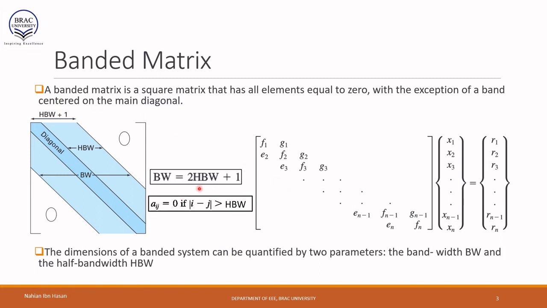If we consider the half bandwidth to be 1, the bandwidth will be 3, and in that case there will be 3 elements in the band of the matrix. That means there will be the principal diagonal elements, one band of elements parallel to the principal diagonal in the upper triangular, and one parallel band in the lower triangular. That means there will be 3 elements at any row inside this matrix. That's why it is called a tridiagonal matrix.